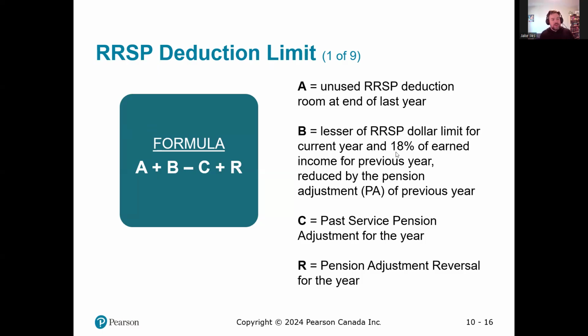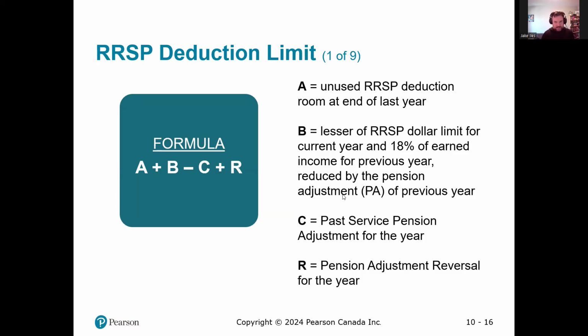We will look at RSP dollar limits in the current year. Basically, we're saying you can contribute up to 18% of earned income for the previous year. So their contribution will take your income. Let's say you made $100,000. You can contribute $18,000. This is reduced by pension adjustments. We'll talk about that in a second.